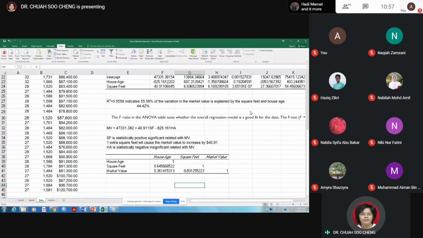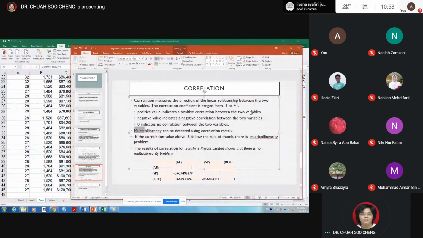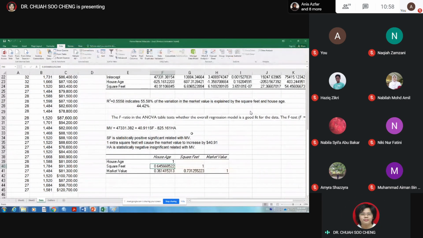So how do we detect multicollinearity? Check whether the value is greater than 0.8. But now our values are less than 0.8. This is less than 0.8. This is also less, all are less than 0.8. It means that there is no multicollinearity. You get what I mean here, class?